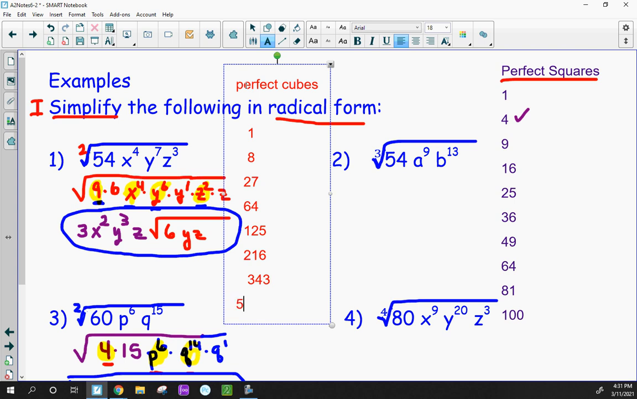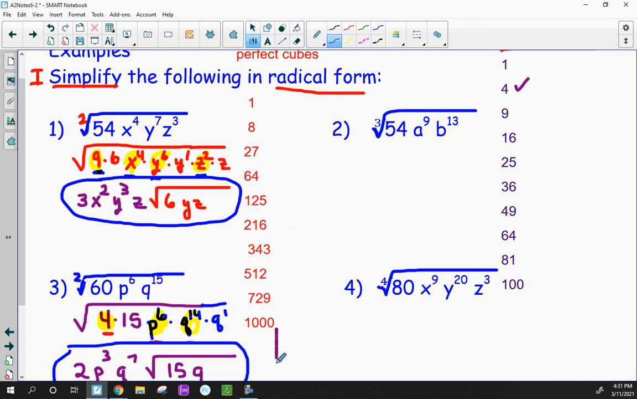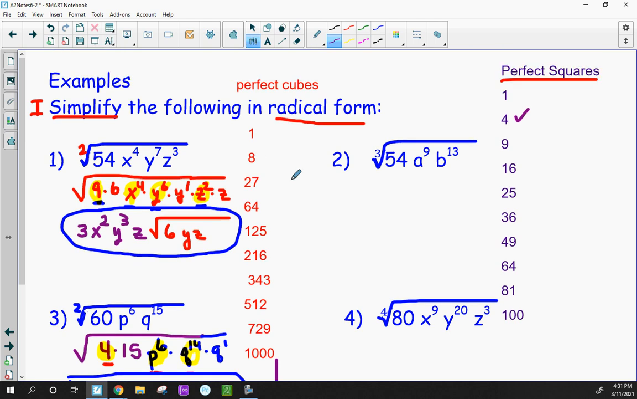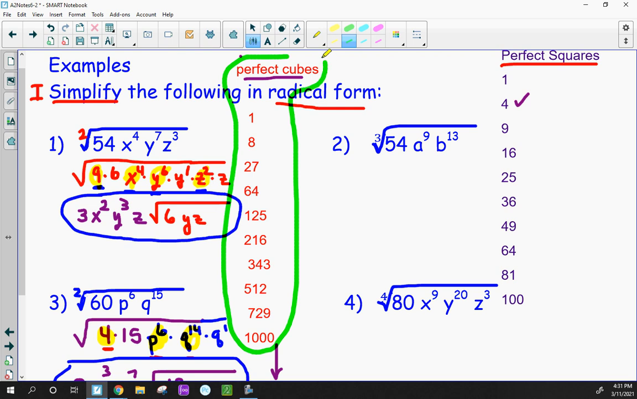8 to the third would be 512. 9 to the third is 729. 10 to the third is 1000, and then I'm going to stop there. Of course, this list does not stop, it keeps going forever, but that should get us a pretty good list going. And so let's focus on this set right now. Perfect cubes we want to always look at when we're dealing with cube roots.